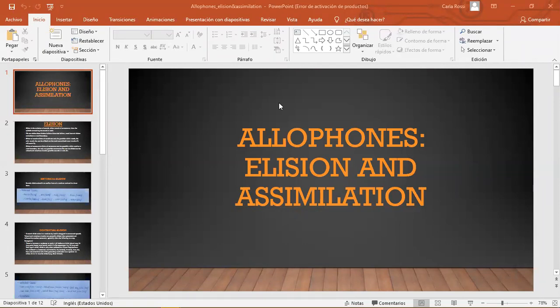Okay, we're going to start today with the very first set of allophones, known as the easiest to recognize and to apply whenever we are transcribing. So this is elision and assimilation.